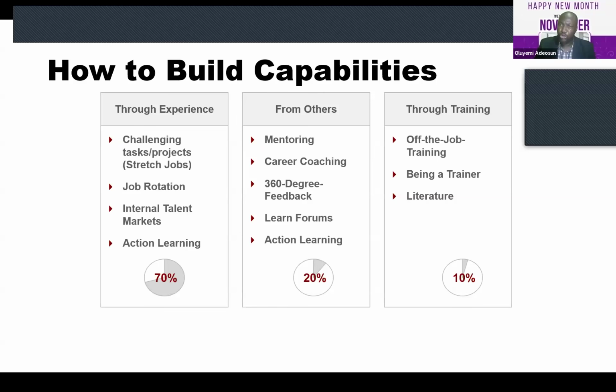Very, very important. Many people will not tell you this, but I'm selfless. We all have to get bigger and better together. Last but not the least, literature. Literature is books, can be textbook. If you read one HR textbook every month, that's why we started the HR book club. It's literature. Now, if you do all the three, experience from others through training, wow, you will build your capabilities. You will be next in line for massive, big opportunities.